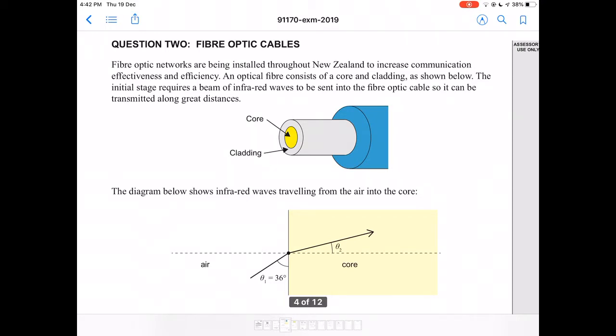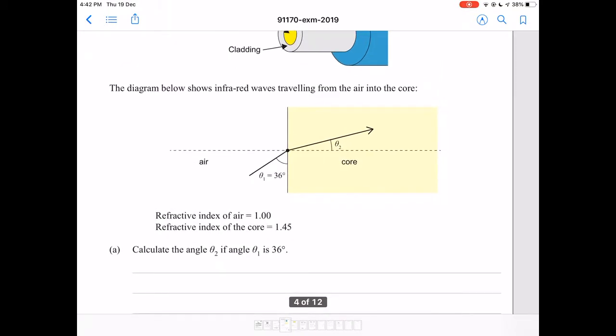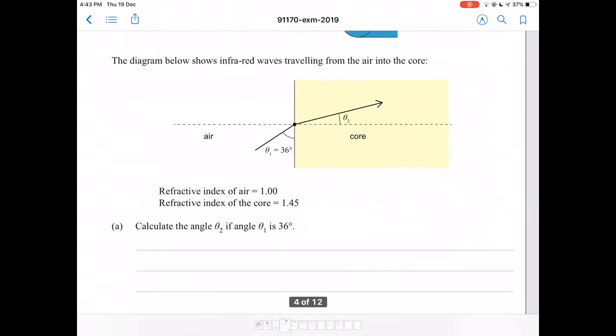The initial stage requires a beam of infrared waves to be sent through the fiber optic cable so it can be transmitted along great distances. The diagram below shows infrared waves traveling from the air into the core. Refractive index of air is 1 and the refractive index of the core is 1.45. Calculate theta 2 if theta 1 is 36 degrees.